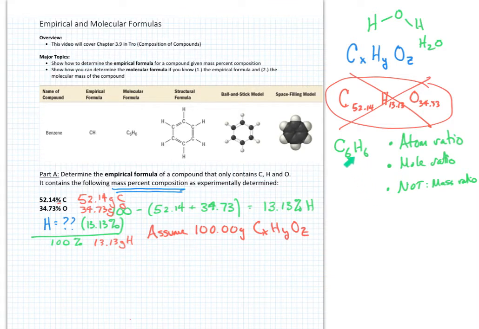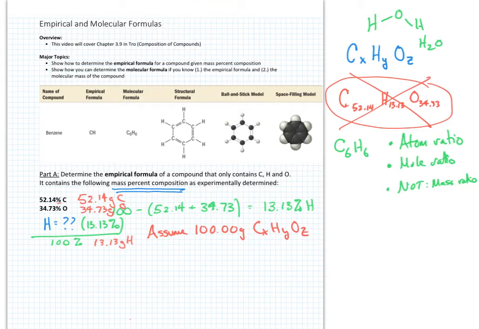So these mass percentages cannot be plugged directly into an equation because the formula does not tell us anything about the masses. It tells us about atoms and it tells us about moles, and they're the same. The atom ratio and the mole ratio are the same, but it does not tell the mass ratio. Okay, that's a key concept that you might want to make a note to yourself or star, to indicate that this is a key conceptual idea.